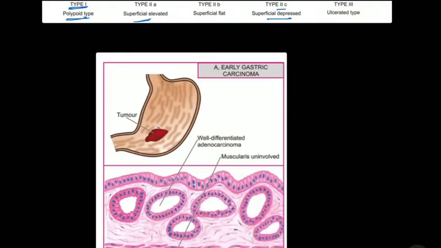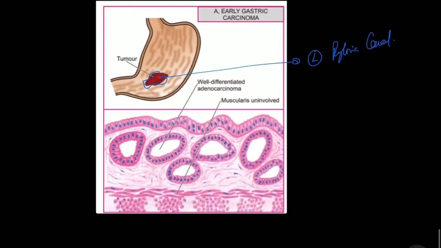So we see here that the tumor is located in the region of your pyloric canal. Yes, and your early gastric carcinoma is a typical example of your glandular adenocarcinoma. Alright, so what do we see here? We see your well differentiated adenocarcinoma. Alright, and we see your muscularis is uninvolved.